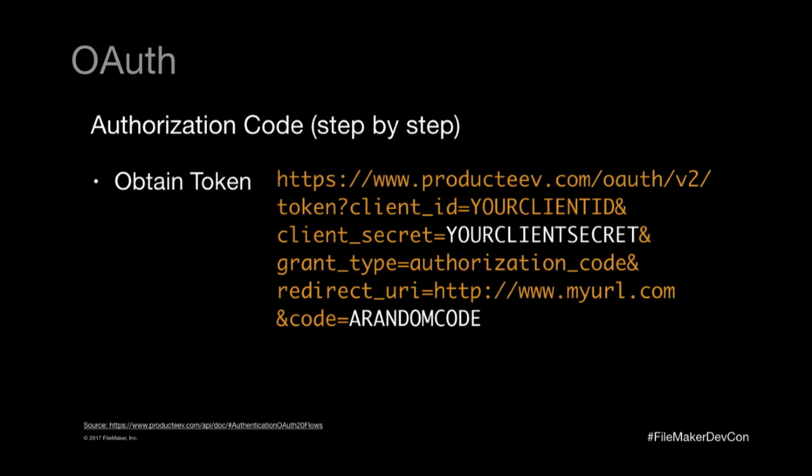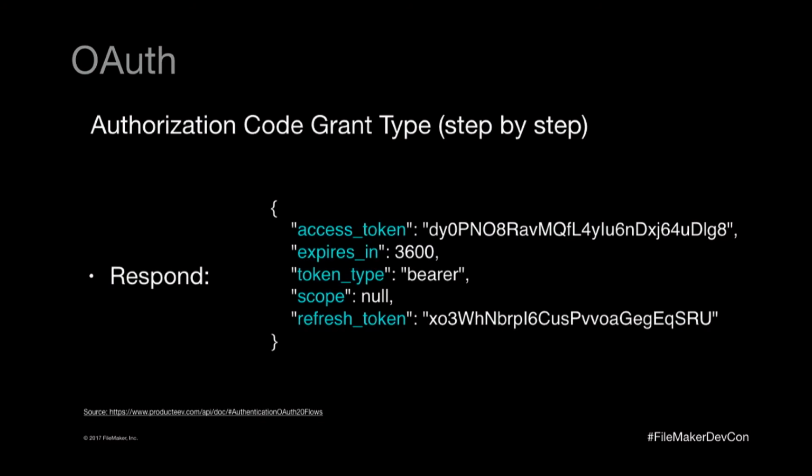When we use this random code along with the other value, which is client secret, we get our token. This is the server response. We have a JSON file, which has the actual access token we are going to use to make calls to our solution, the expiration time, which is in seconds, 3,600 seconds, an hour. Token type is bearer, and this is our refresh token in case we need it.